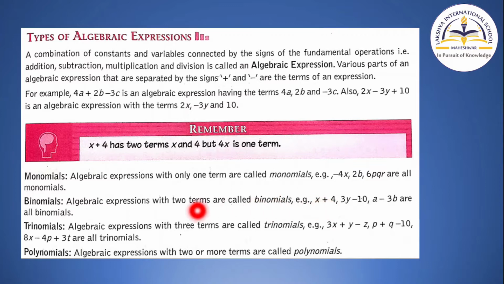Two terms are there. Now trinomials: an algebraic expression with three terms is called a trinomial. 3x plus y minus z. This is a trinomial. Now polynomials: an algebraic expression with two or more terms is called a polynomial. Means if we have two or more terms, it is called a polynomial.